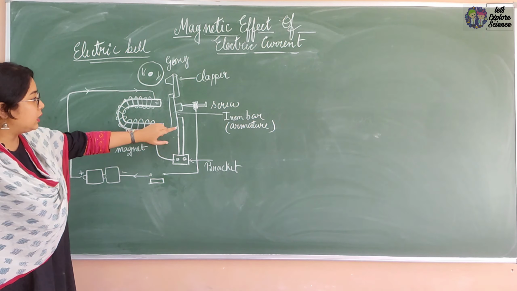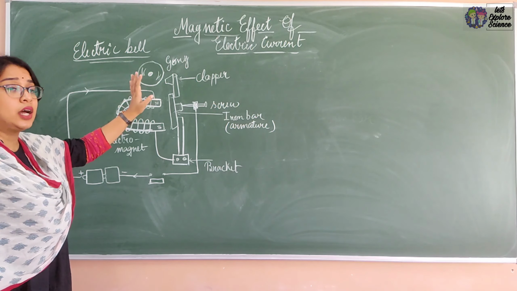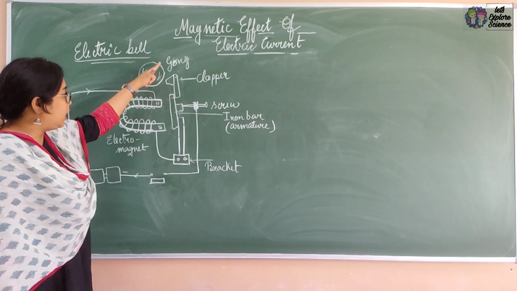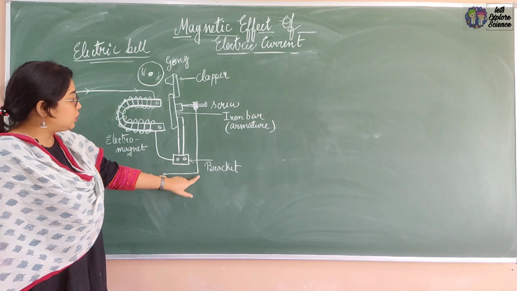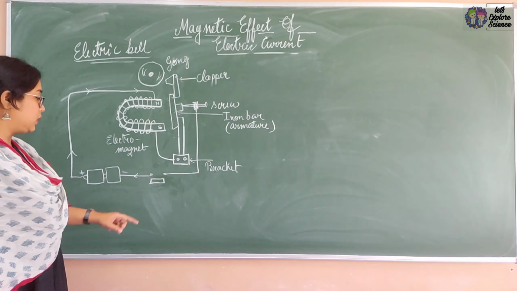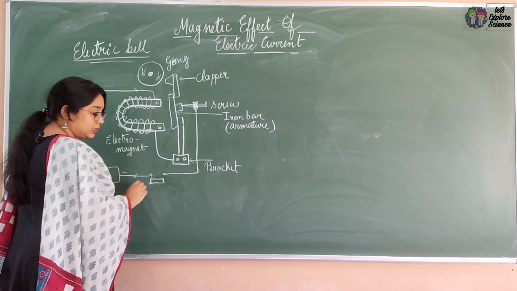This bracket is attached with an iron bar called the armature. Now this armature is further attached to the clapper, and this clapper is like a hammer which will strike this gong and the sound will be produced. Now this whole thing is connected to the circuit with the help of this screw, and the screw is further connected with conductors to a push button. Push button means when we push it, it will complete the circuit.